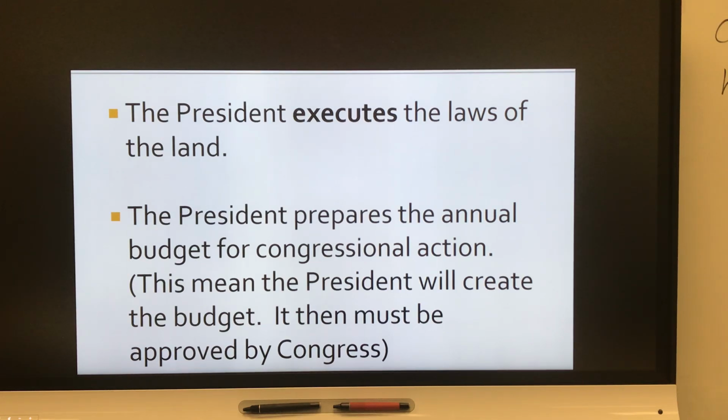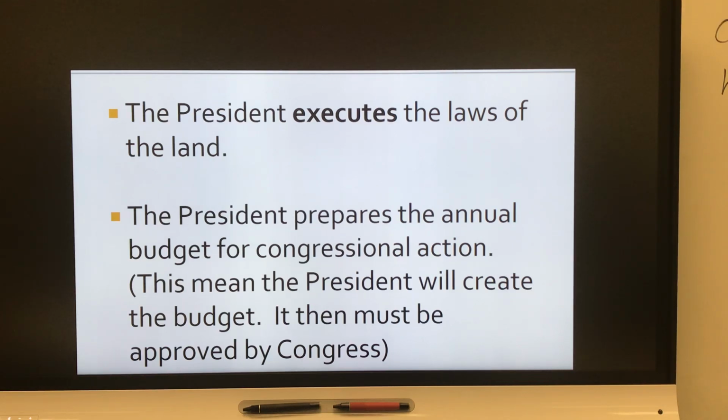And you've got that word in bold. He executes the laws of the land. Again, as I stated before we got started today, this job is going to carry on throughout each level. When we get into the state government, we'll find out that the leader of the executive branch in Virginia also executes the law. So the jobs are going to stay the same. But the president executes the laws of the land.